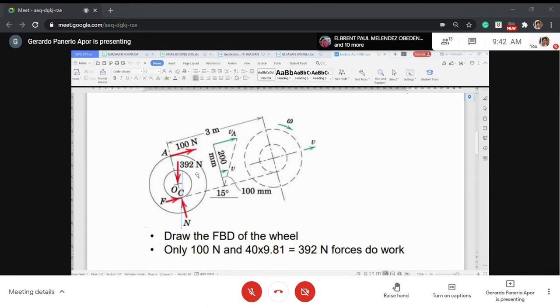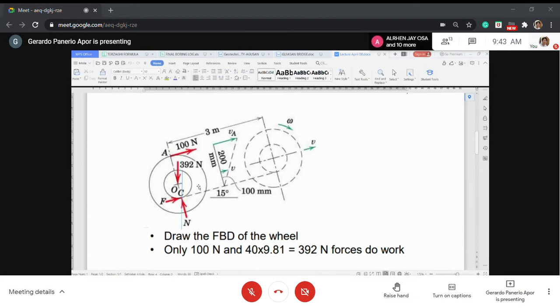Now I am talking about the free body diagram. When you draw a free body diagram, you should show all the forces that are involved. So the first force is the 100 Newton. This is the reason why the wheel rolls up. Without the 100 Newton, I don't think it will roll up; by virtue of gravity it might just roll down. But the problem states that there is a 100 Newton force and that O moves by 3 meters.